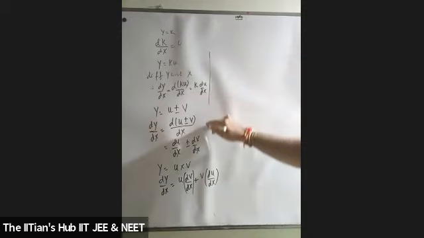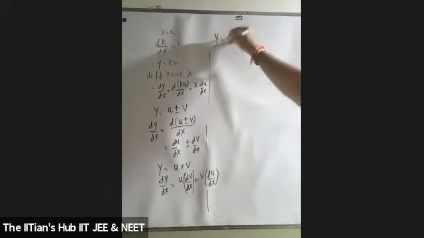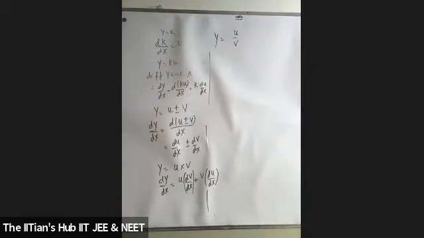Now the last one. The last rule is the quotient rule. Students, y is equal to u by v. Can you get me the answer for this?